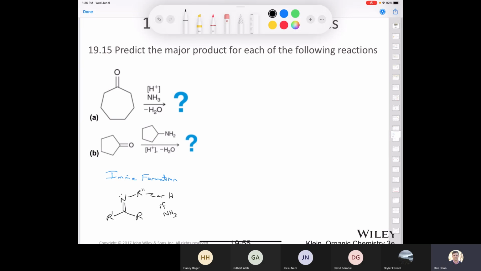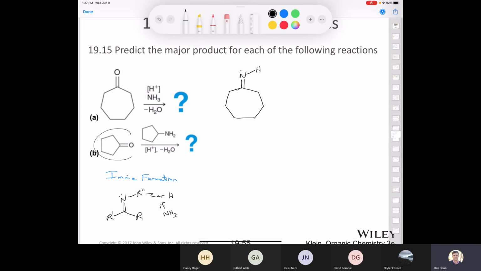So with that in mind, if we take a look at the first one, we're starting with this molecule, which is cycloheptanone. What are we going to end up with? Well, our 7-membered ring is going to stay intact, our cycloheptane ring, like that. But now instead of a double bond to oxygen, we're going to have a double bond to nitrogen, like this. And our R group, since we're using ammonia, is going to be a hydrogen. And that is the compound that we're going to form. All right, so that's a ketone plus ammonia.